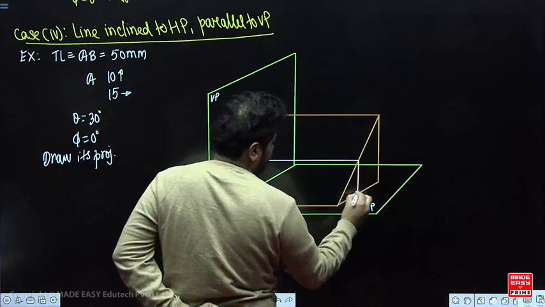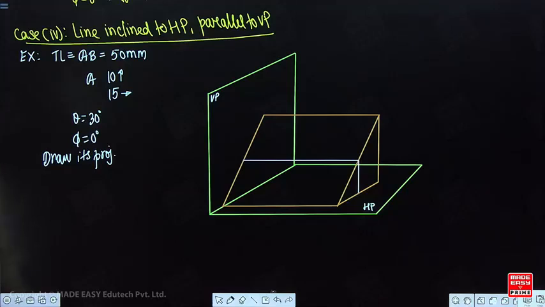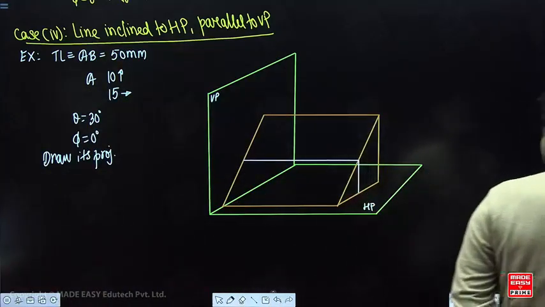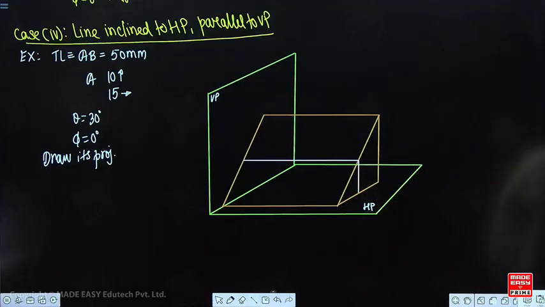So after drawing a plank, you draw like this. चलो यहाँ तक बना लो फटाफट. सब लोग बना लिए होंगे, isn't it? First you have to draw the plank, then at any convenient distance draw a line parallel to HP and perpendicular to VP.